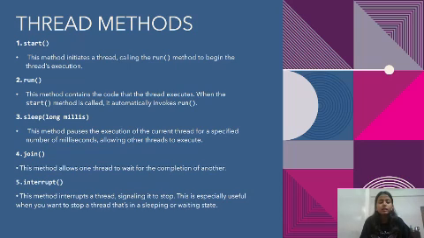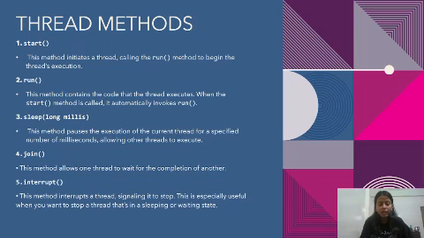Join. This method allows one thread to wait for the completion of another. Interrupt. This method interrupts a thread, signaling it to stop. This is especially useful when you want to stop a thread that's in a sleeping or waiting state.